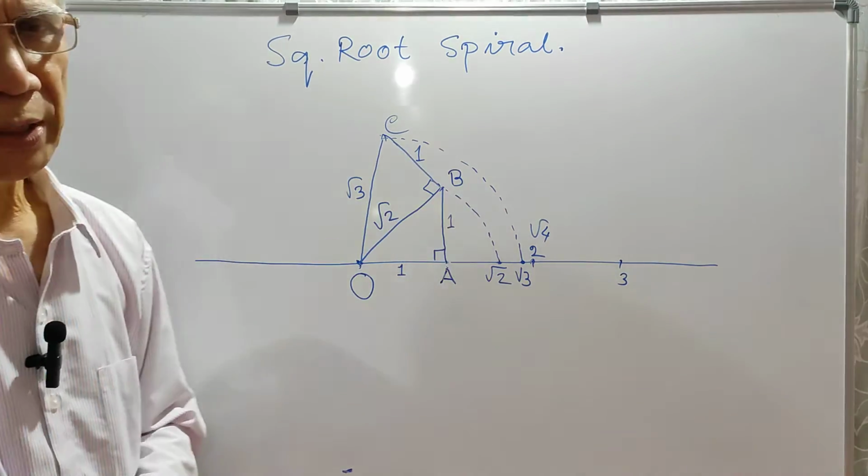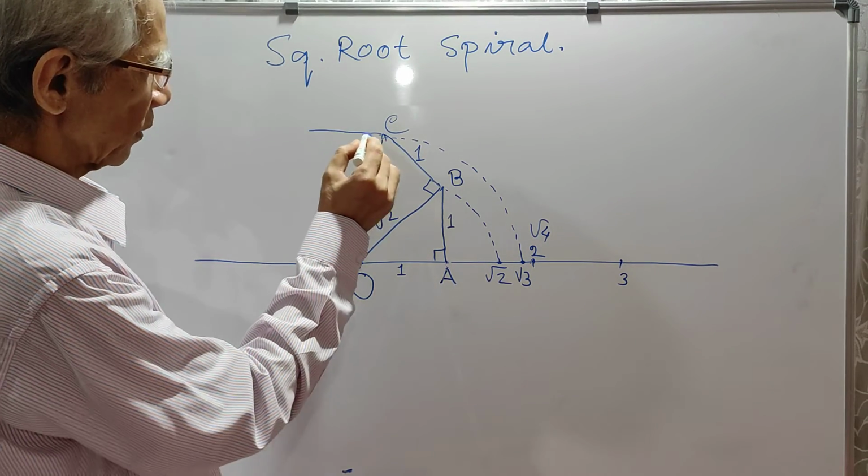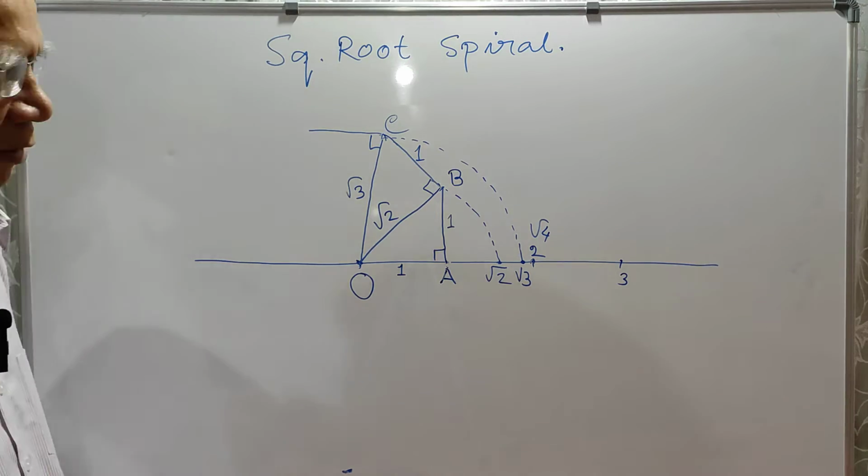Now suppose we want to locate root 5. Then again from here what we do? We draw a perpendicular of length 1 unit.